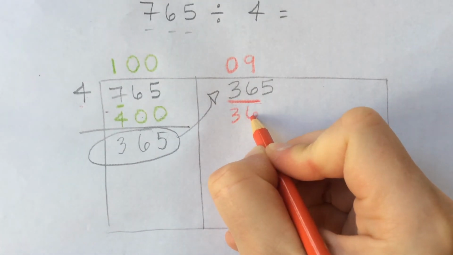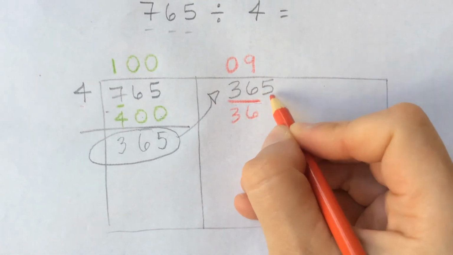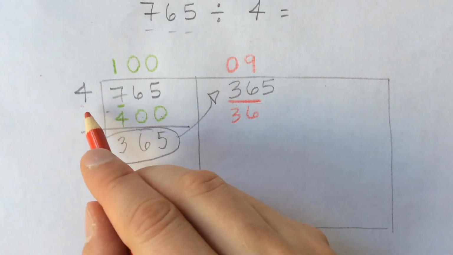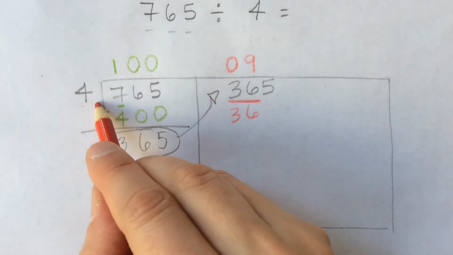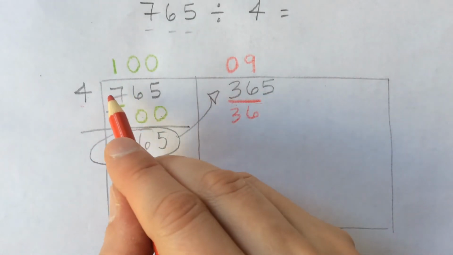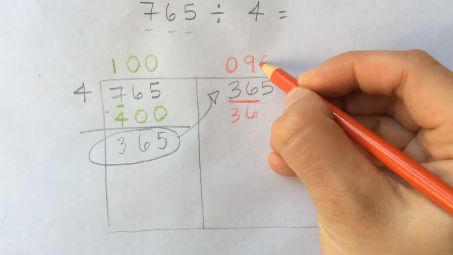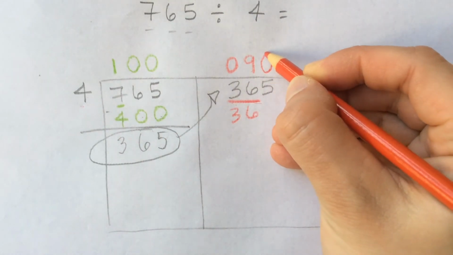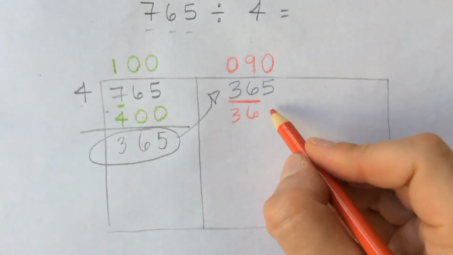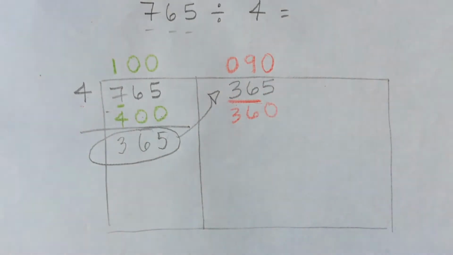36. But what's going on here? There are 2 empty spaces. Remember, we were not doing 36 divided by 4. We were doing 365 divided by 4. So it actually goes in 90 times. And 90 times 4 is 360.